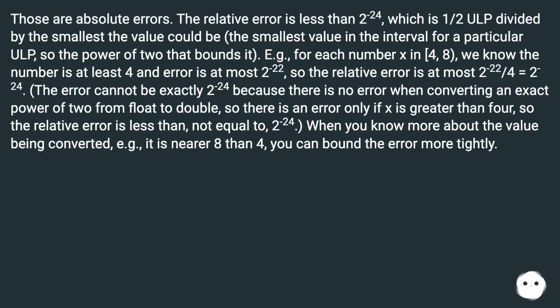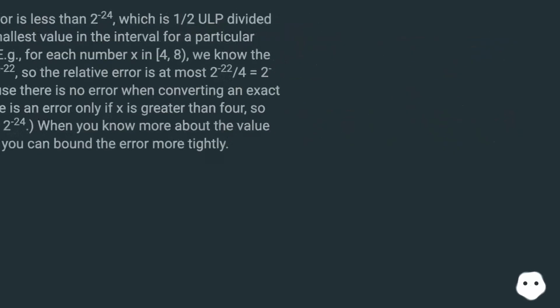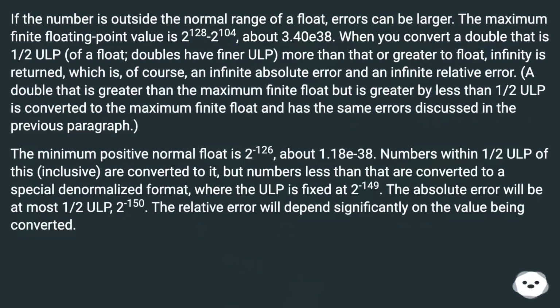When you know more about the value being converted, e.g., it is nearer 8 than 4, you can bound the error more tightly. If the number is outside the normal range of a float, errors can be larger. The maximum finite floating point value is 2^128 - 2^104, about 3.40 times 10 to the power of 38. When you convert a double that is at or above 1/2 ULP of a float beyond that maximum to float, infinity is returned, which is, of course, an infinite absolute error and an infinite relative error.